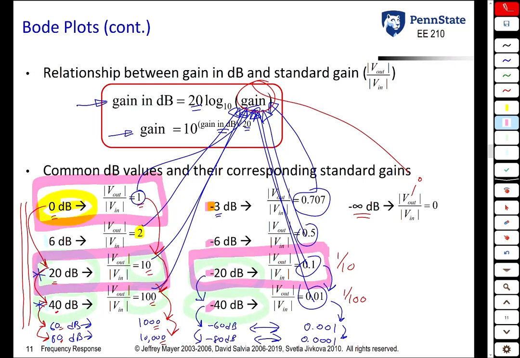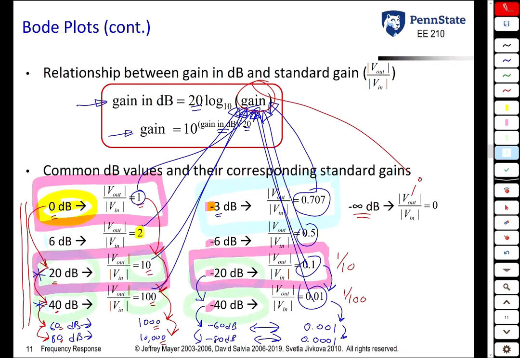So these are the ones that are most important. The minus 3 dB is a special case that we will look at a little bit later. For now, you don't have to worry too much about it, but we will see this minus 3 dB. This has some significance in filters.